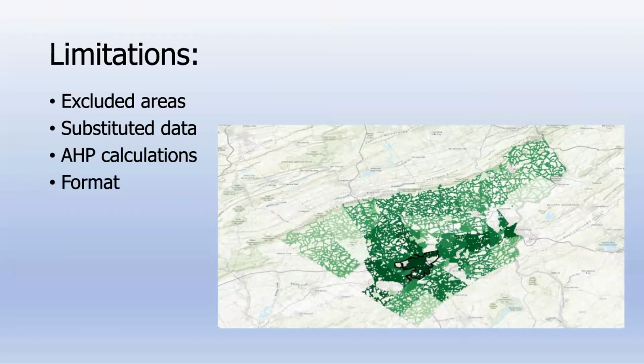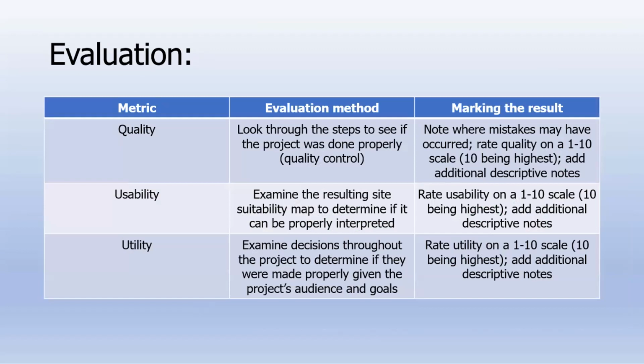Finally, the site suitability map was not given formatting such as a title and legend. For this presentation and the paper, that was not necessary, but it would be if the map was to be used in another context. This study may be evaluated using three metrics: quality, usability, and utility.